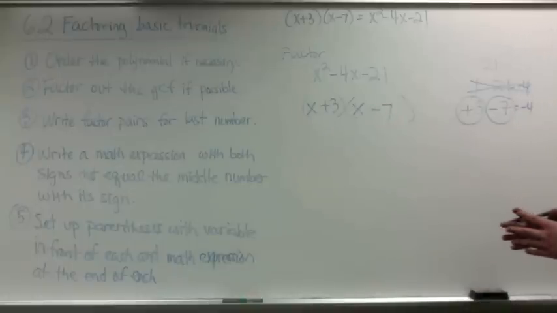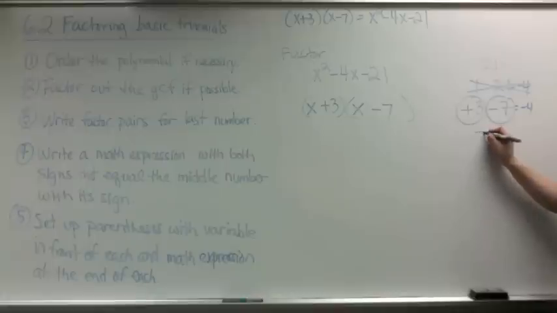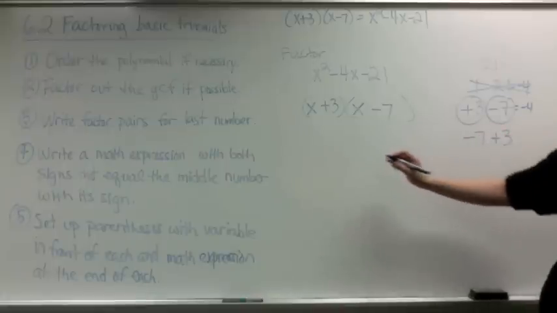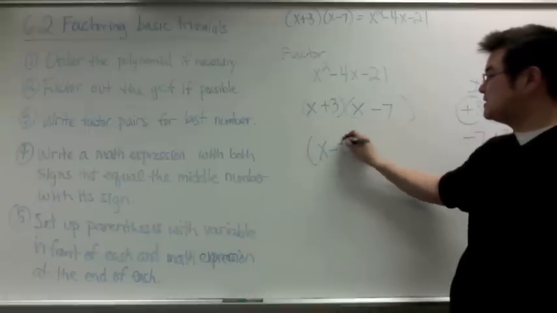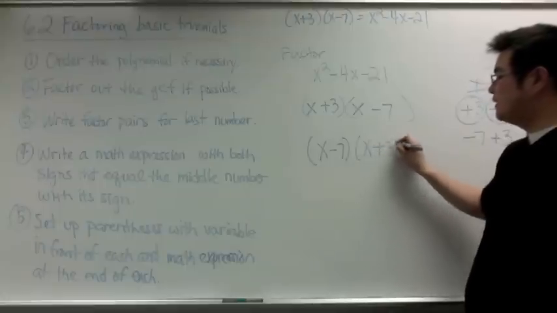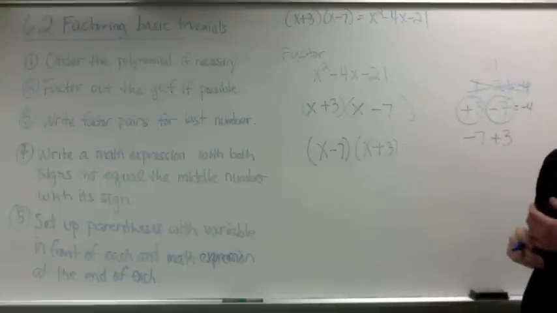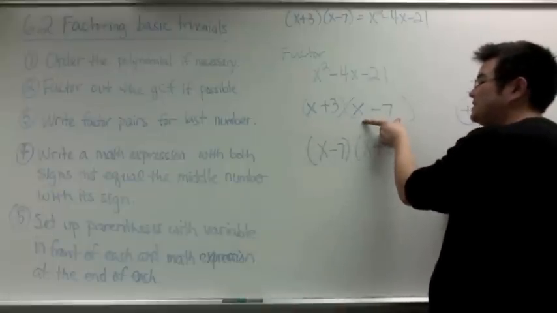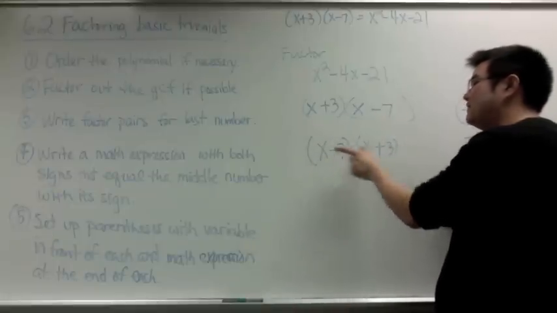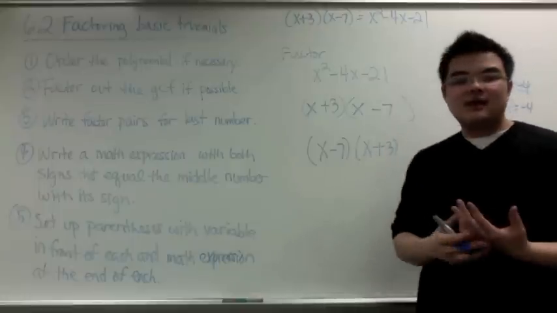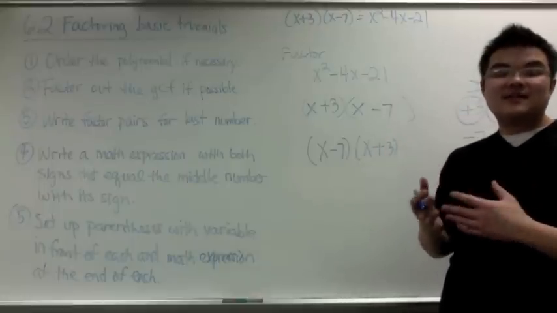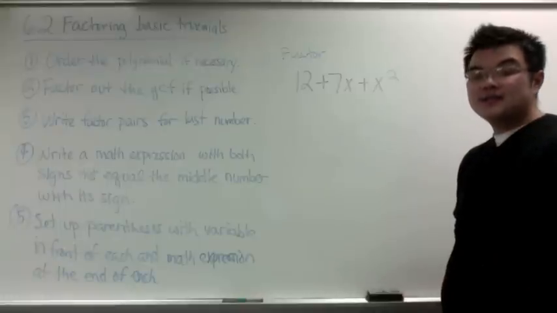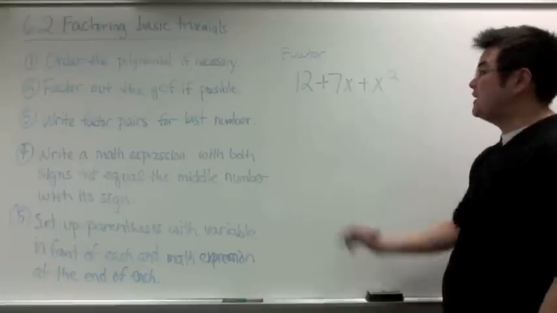Now some people might be concerned that when they write their factor pairs, they write 7 first and 3 next, and they would put the signs in, and then their answer would be instead x minus 7, x plus 3. These two answers are actually the same because multiplication is commutative. X plus 3 times x minus 7 is the same as x minus 7 times x plus 3, just like 3 times 7 is the same as 7 times 3. So either answer is okay. In our next example, 12 plus 7x plus x squared, we need to put it in order.